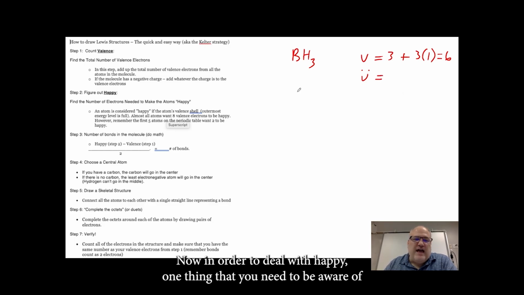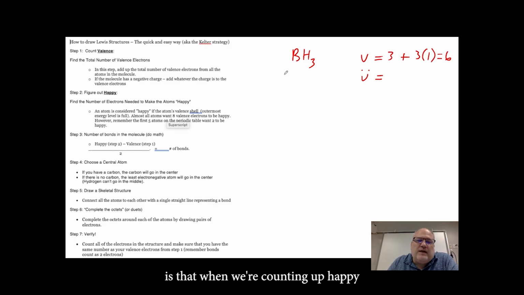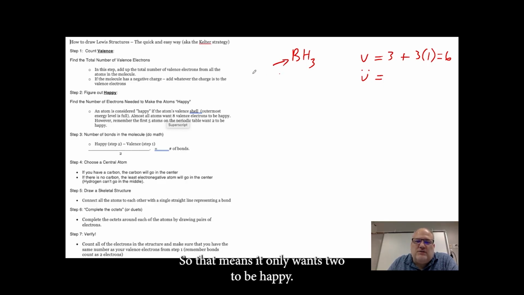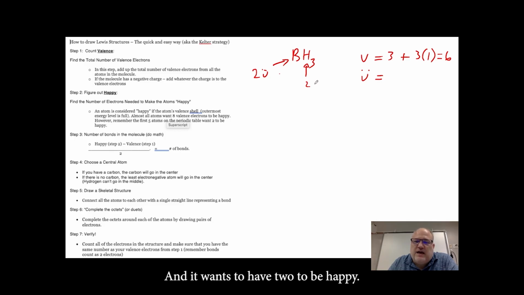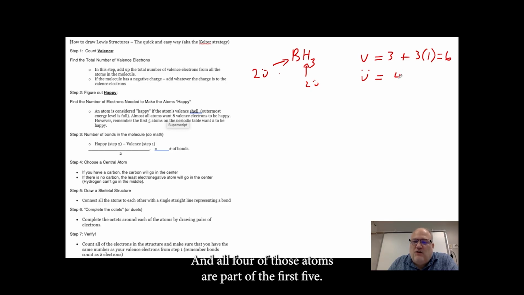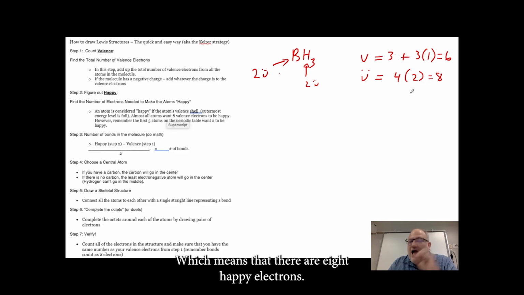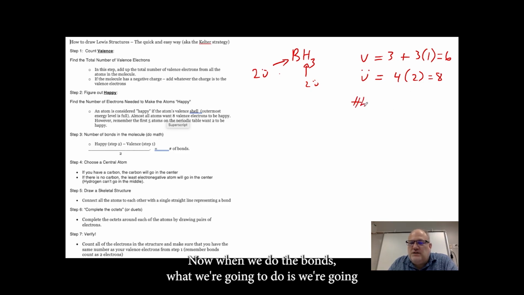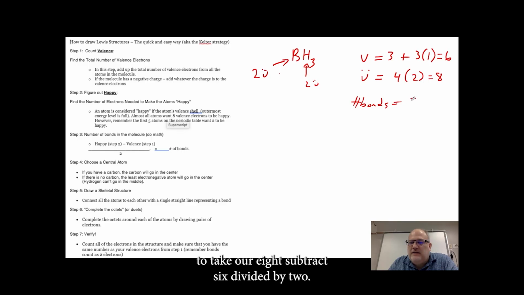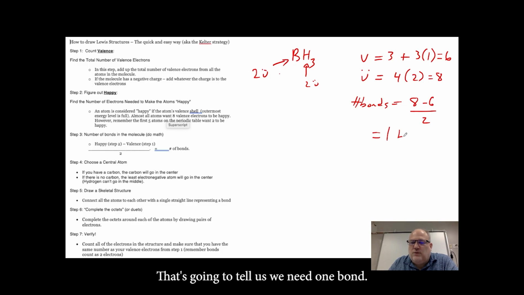Now, in order to deal with happy, one of the things that you need to be aware of is that when we're counting up happy, boron is part of the first 5 on the periodic table. So that means it only wants 2 to be happy, right? And hydrogen as well, it's part of the first 5, and it wants to have 2 to be happy. So essentially, do you see how we have 1, 2, 3, 4? We have 4 atoms, and all 4 of those atoms are part of the first 5. So they all want to have 2 to be happy, which means that there are 8 happy electrons. Now, when we do the bonds, we're going to take our 8, subtract 6, divided by 2. Again, this is our trick, and it's going to tell us we need 1 bond.